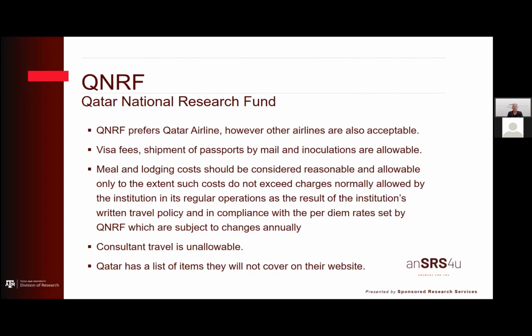Other sustenance and incidental expenses shall be considered reasonable and allowable only to the extent such costs do not exceed charges normally allowed by the institution in its regular operations as a result of the institution's travel policy and in compliance with the per diem rates set by QNRF, which are subject to change annually. Qatar has a list of items they will not cover on their website, which is found on the last page. The link for that will be found on the last page of this presentation.